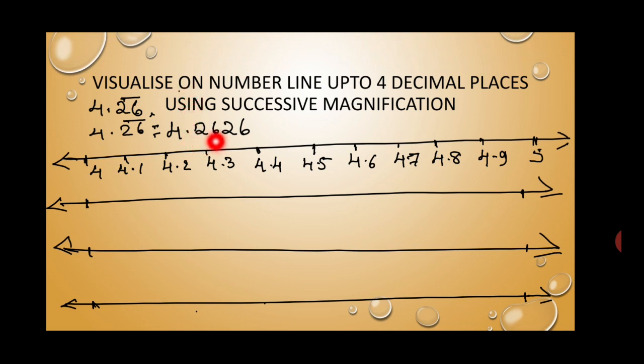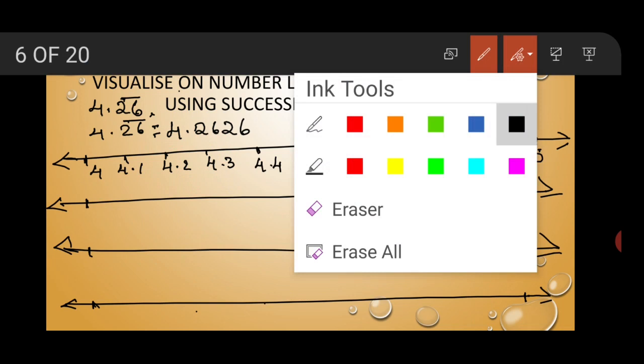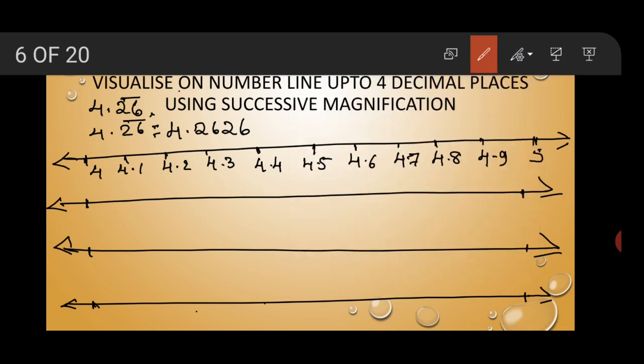Again see the number, 4.2 something. So this 4.2 something should lie in between what? It is more than 4.2, right? So more than 4.2, so less than what? 4.3. So we have to zoom into these 2 points, 4.2 and 4.3. So keep the magnifying lens here, right? 4.2 and 4.3. Keep the magnifying lens here.